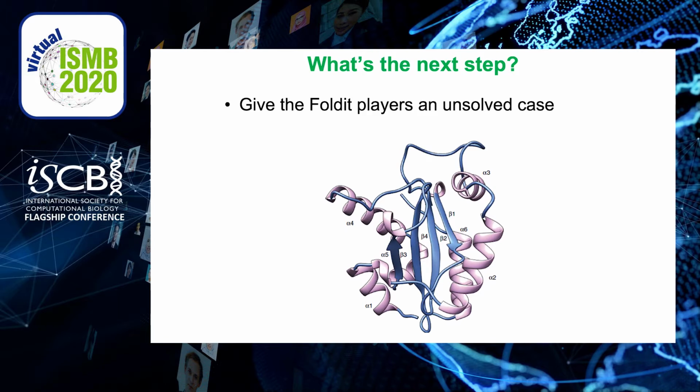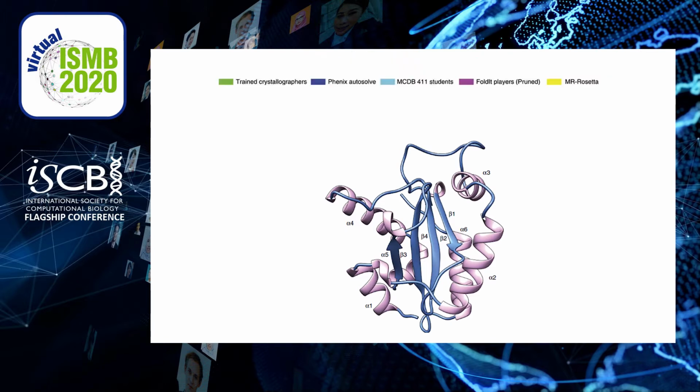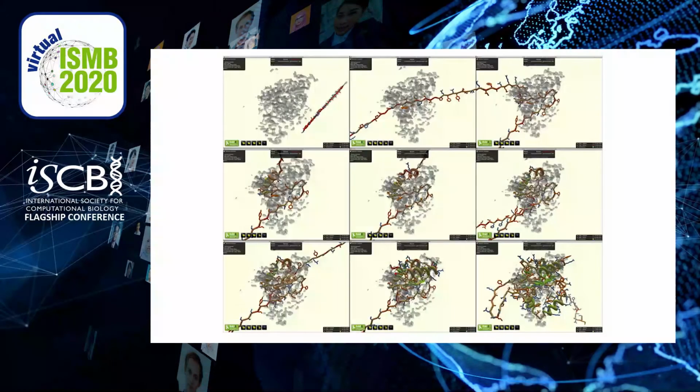So we ran an experiment/competition that consisted of expert trained crystallographers, automated methods, in this particular case, Phoenix AutoSolve performed best, 61 undergraduate University of Michigan students in an Introduction to Protein Structure and Function course, the Foldit players, and Rosetta's automated method for molecular replacement, MR Rosetta. Here's some snapshots of Foldit players building their models into the density for this puzzle.